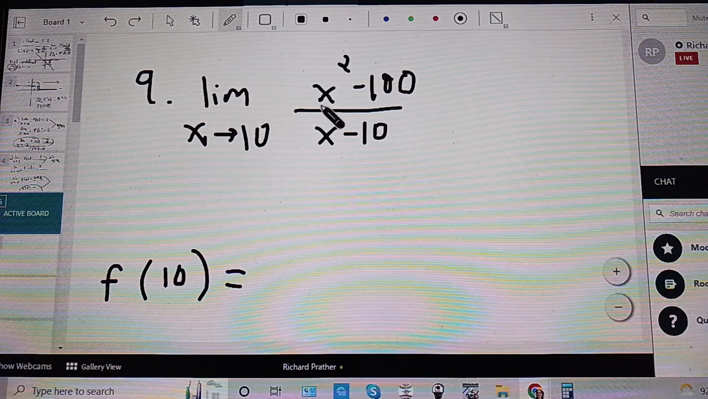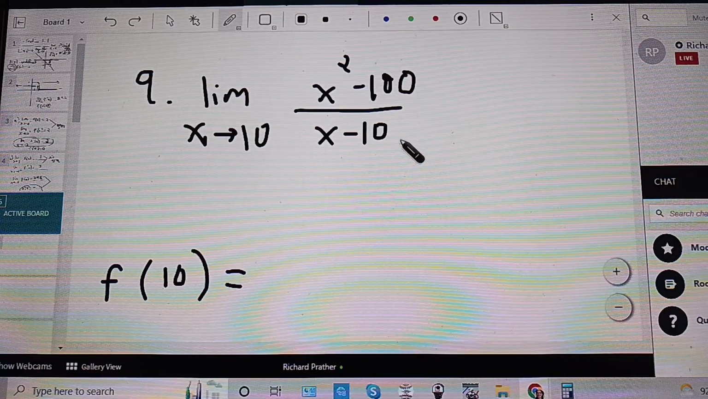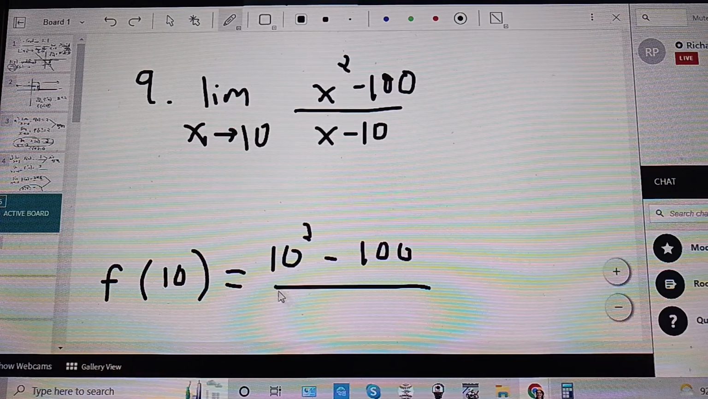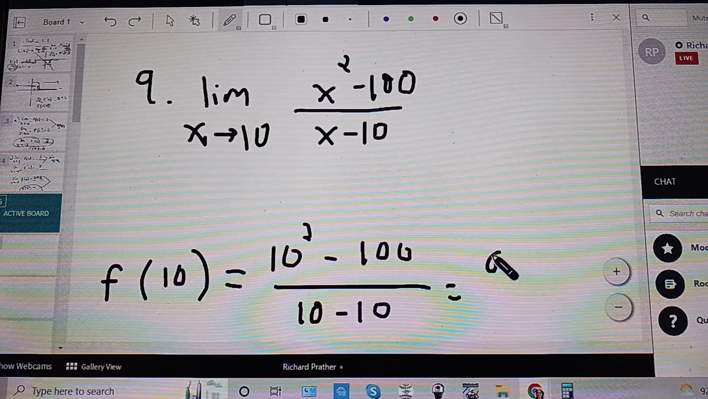And then because a rational function is two polynomials divided by each other, it works here too, unless you get an undefined answer. So the first thing you try on a rational function is to just do f of 10. If I plug 10 in, would I get some kind of answer? If you get an answer, that's always going to be the limit for a polynomial or a rational function. But here you're literally going to get 0 divided by 0, which is undefined.